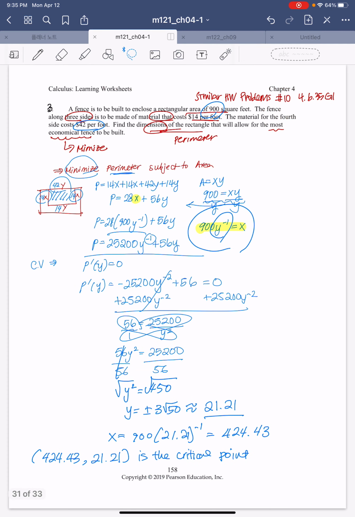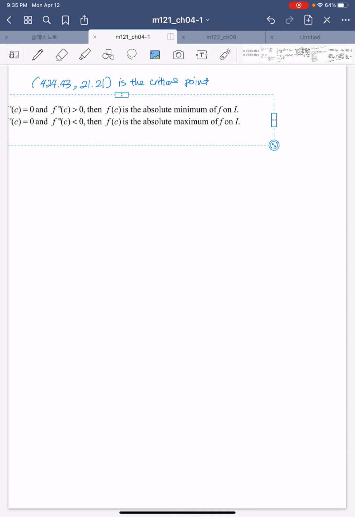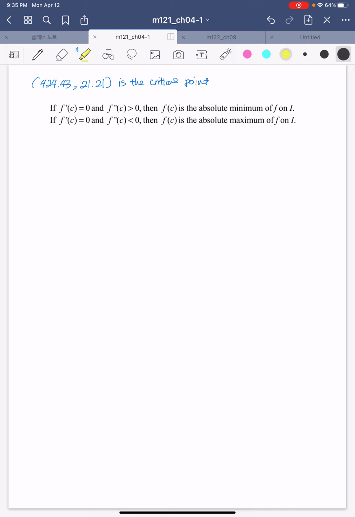So let's copy this one again. We want to see if this critical point is the minimum, because we want to minimize. So that means we want to take the second derivative, and that value at 424.42, because that's my x value, has to be a positive number in order to be absolute minimum. So let's check. So let's take the double derivative.